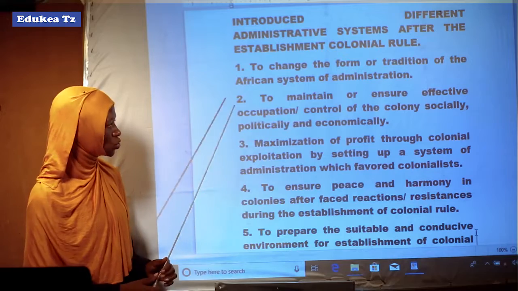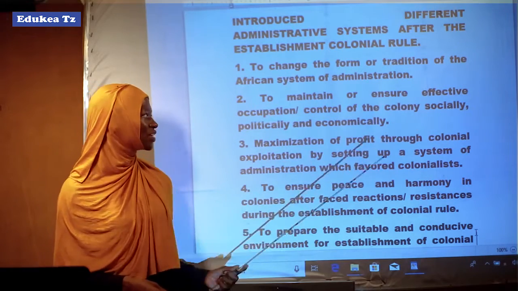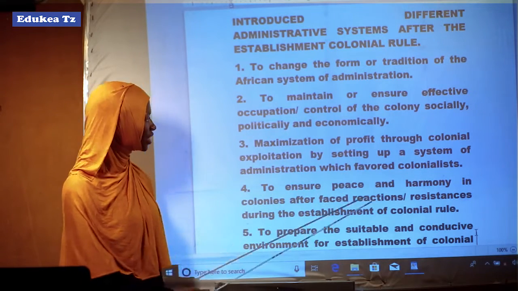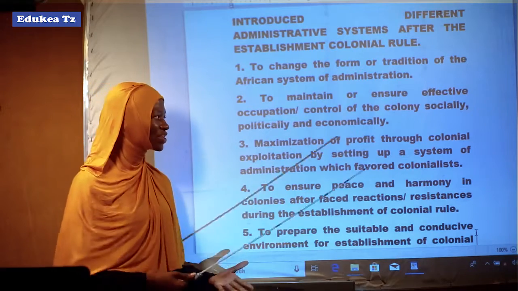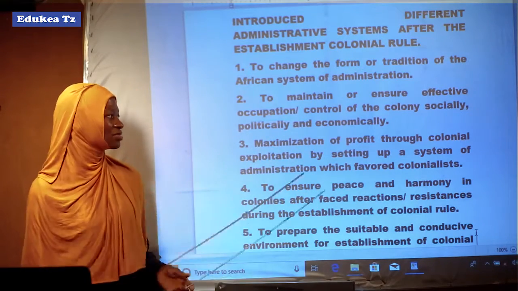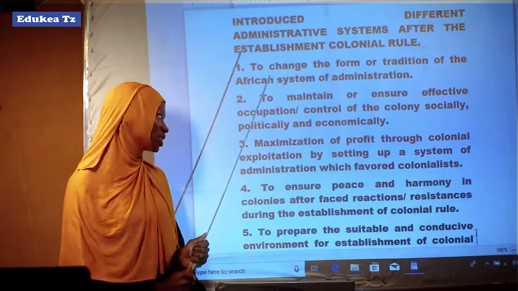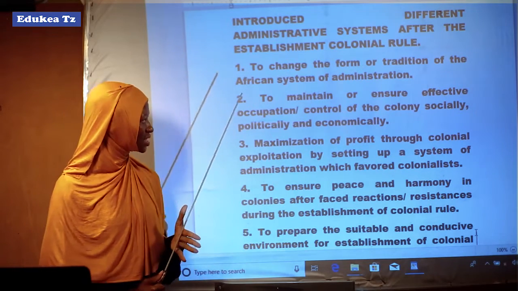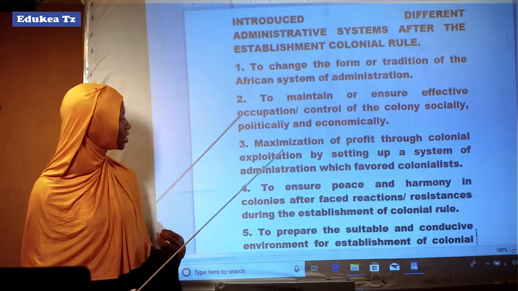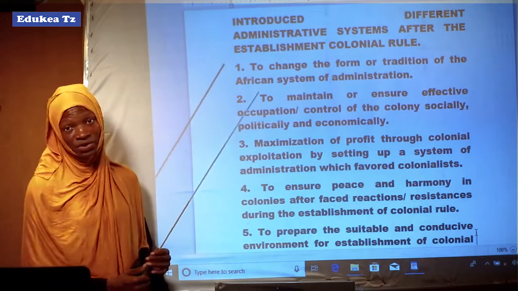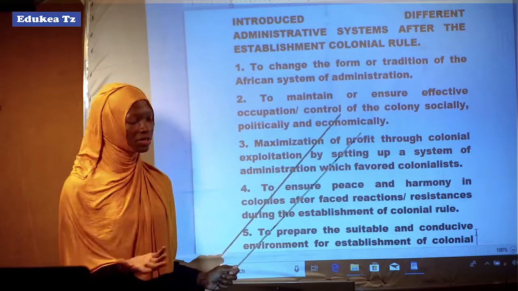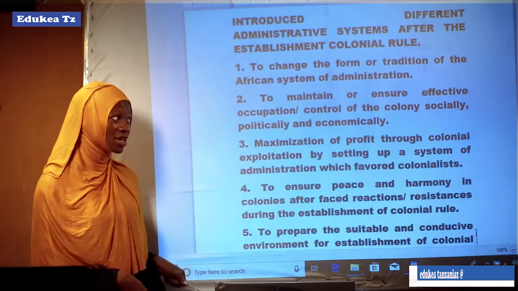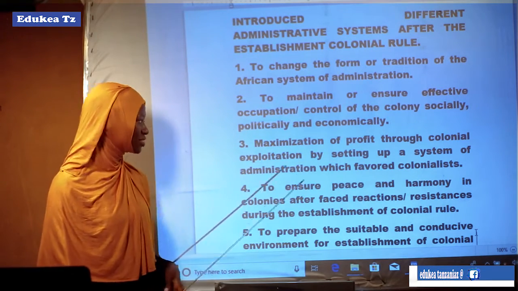The next point is to maintain or to ensure effective occupation or effective control of the colonies, socially, politically, and economically. Without establishing the colonial administrative system, we won't maintain or ensure the effective control of the colonies. So in order to have the full control, even in our daily societies, you have to establish your own way of ruling, that is government. That's why the colonialists decided to establish the colonial administrative system.